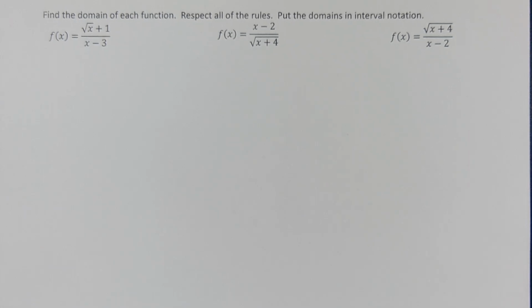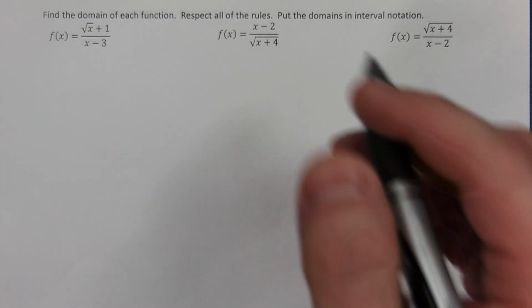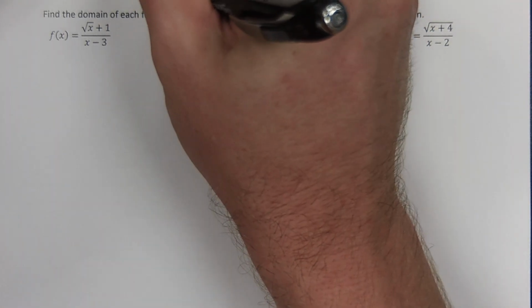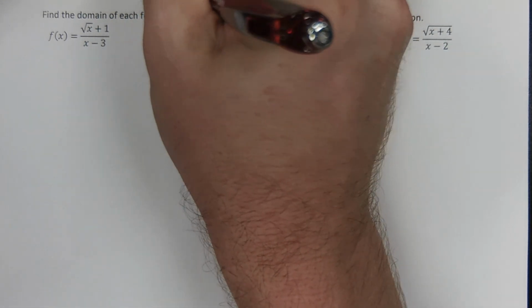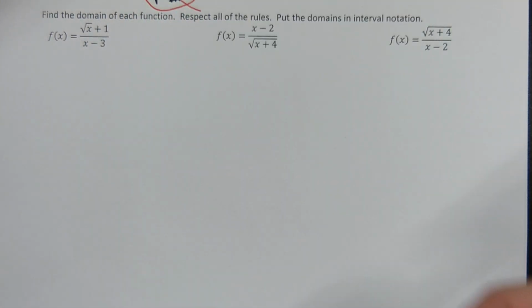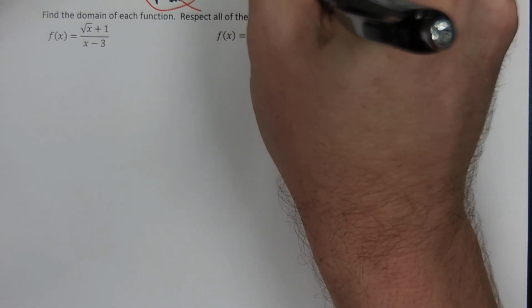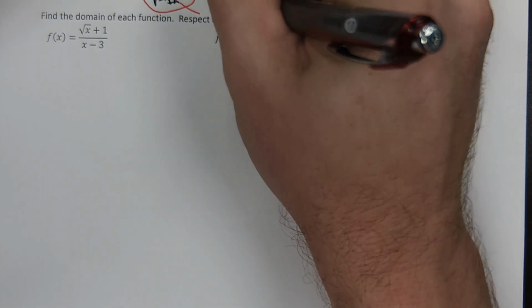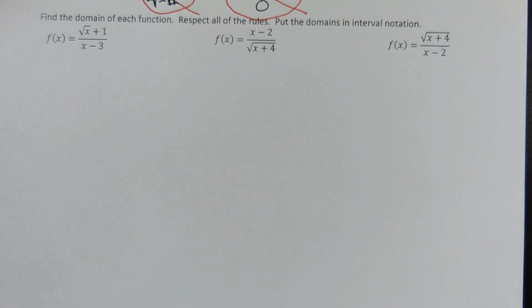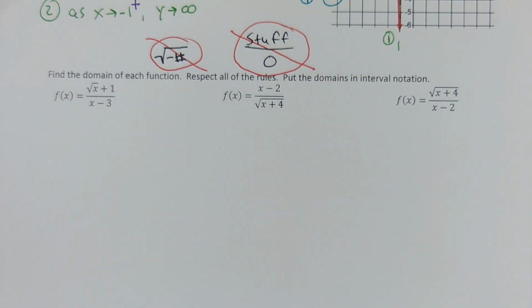It says, find the domain of each of these functions, respect all the rules, put the domains in interval notation. What do I mean by respect the rules? Two things matter. We have two rules. You cannot take the square root of a negative number. Big fat no-no. You cannot ever divide by 0. Big fat no-no. Those are the rules. We have to respect those two rules. And sometimes, sorry, you couldn't see it. Sometimes we have to do both rules at the same time.